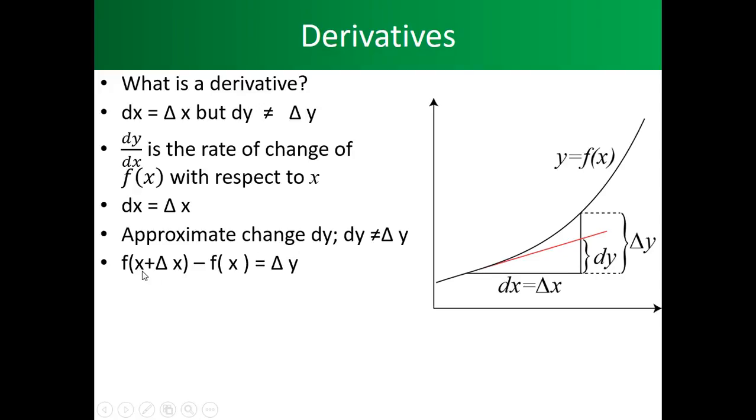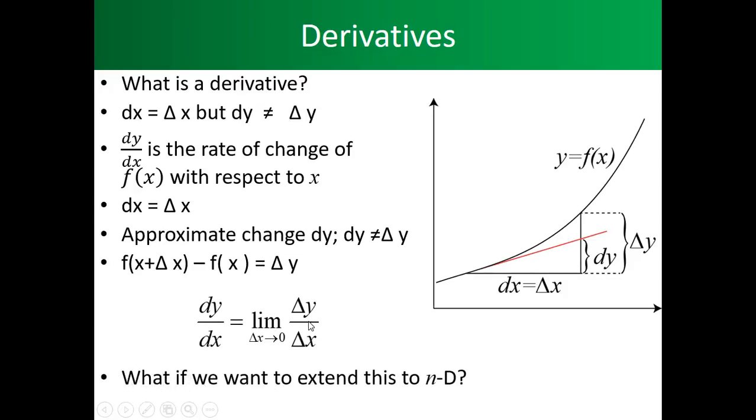Okay, so we have our function, we add our delta. Then we subtract from it our f of x. Here is our f of x, and we will get our delta y. Okay, now let's look at this. dy over dx, the approximation, remember, is the limit as the change of x decreases and goes to 0.